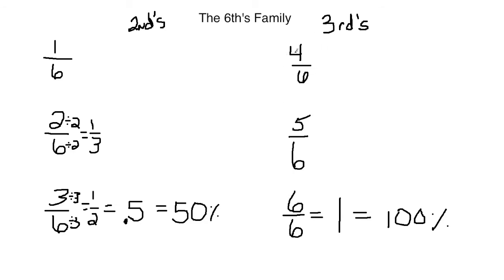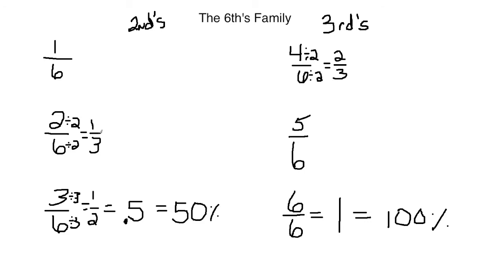Same thing goes with 4/6. What factor greater than 1 can go into both 4 and 6? And that would also be 2. So divide the numerator by 2 and the denominator by 2, which equals 4 divided by 2 is 2, and 6 divided by 2 is 3.